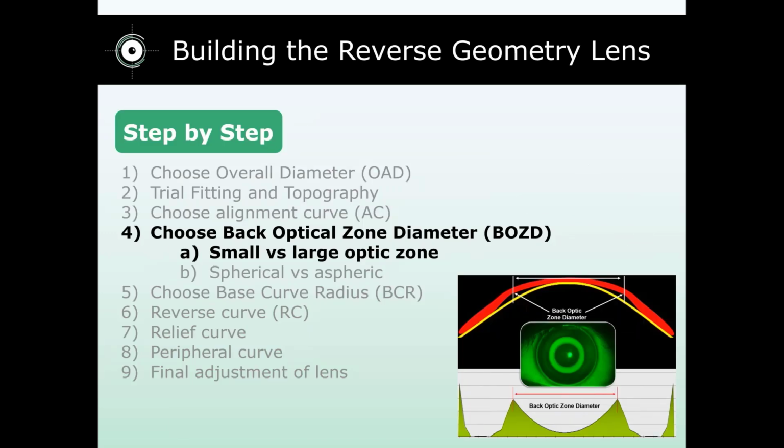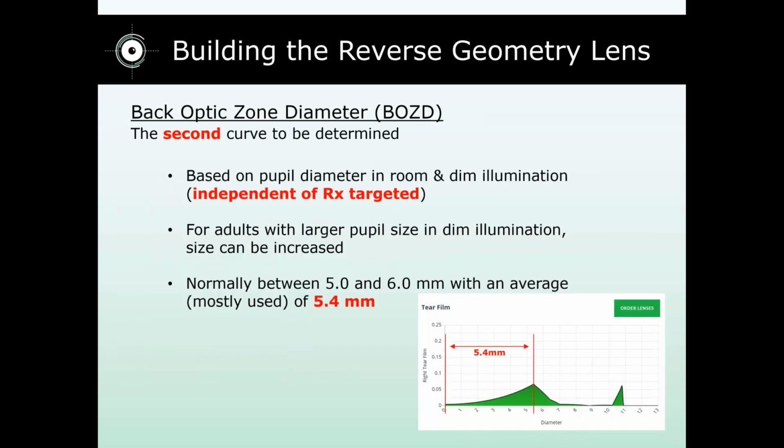So the fourth to determine is the back optical zone diameter. This is very important because the optical zone diameter will compose an important feature in terms of myopia management. This is based on pupil diameter in room and dim illumination. And in my opinion, it is independent of our Rx targeted. So if you are targeted at -1 or -8, you're still using the same desired optical zone diameter.